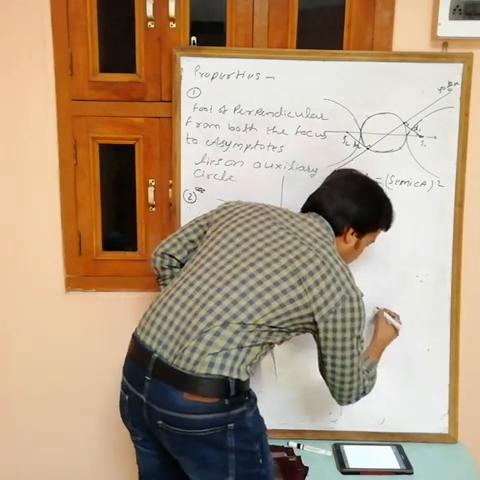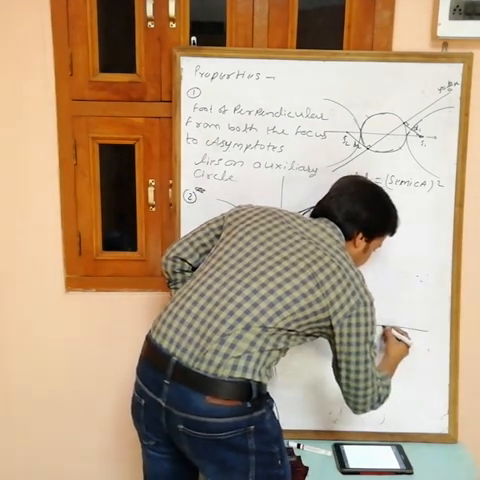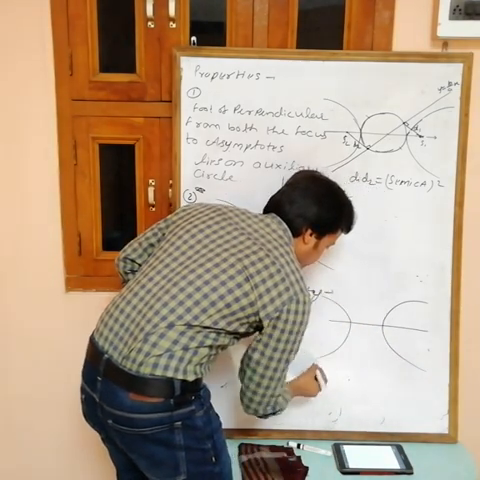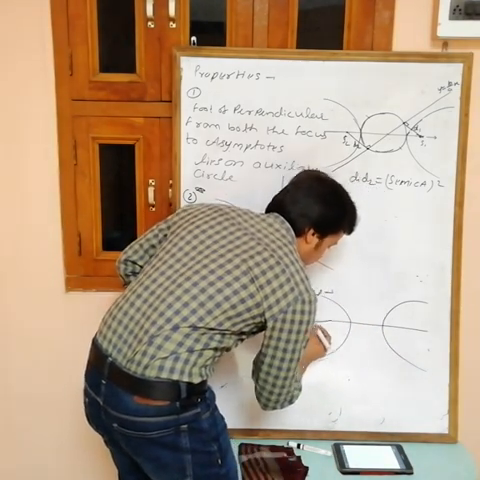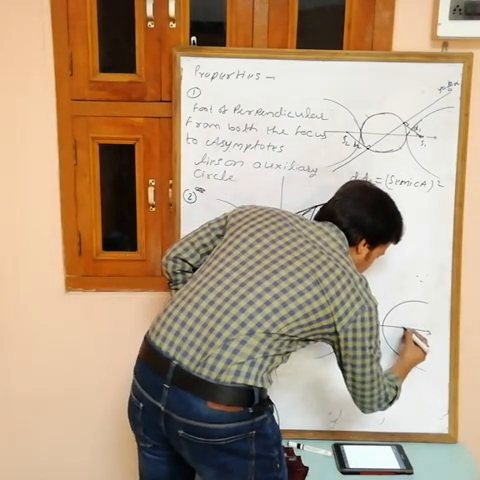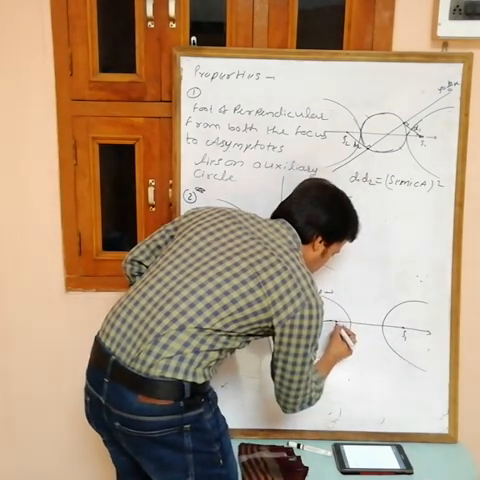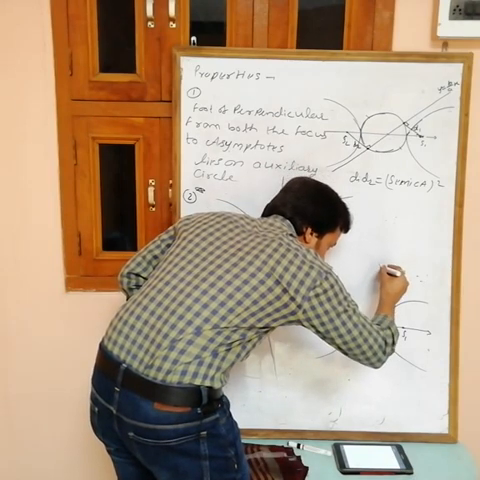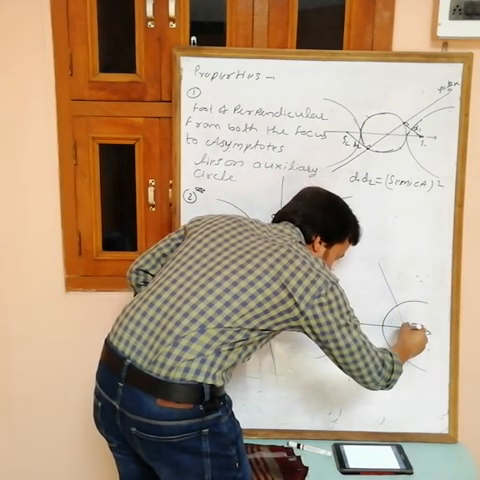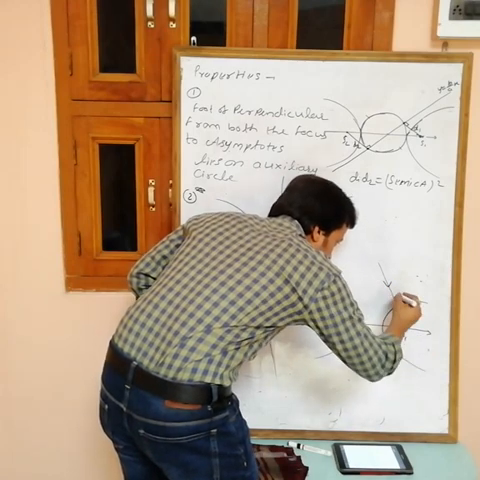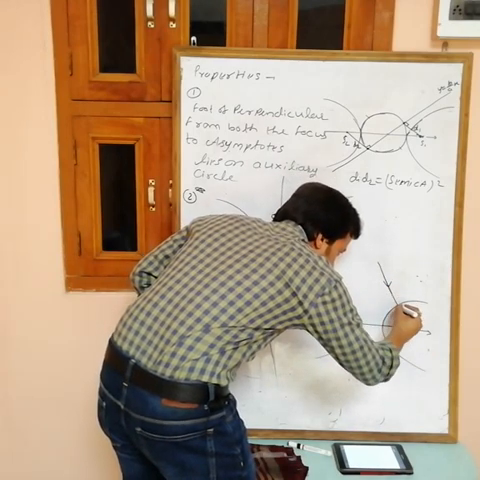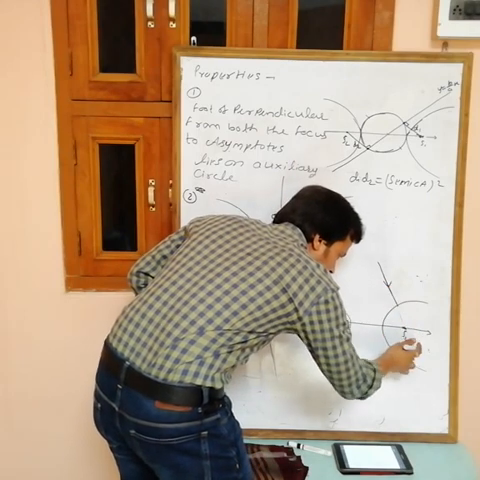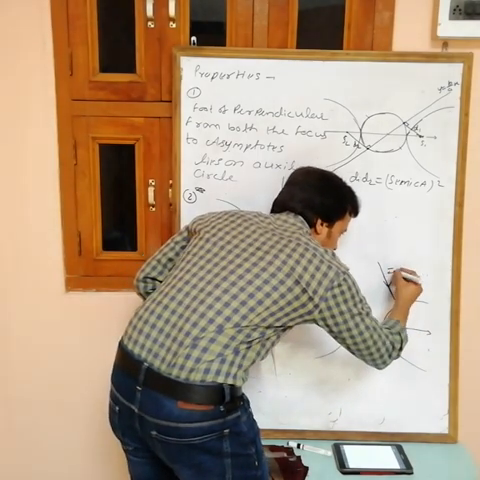Suppose this is the hyperbola. Okay, both foci, S1 and this one is S2. Then the incident ray is along S1. Suppose this is the incident ray along S1. It means if this one passes through this point, then it will pass through S1. This is the incident ray.